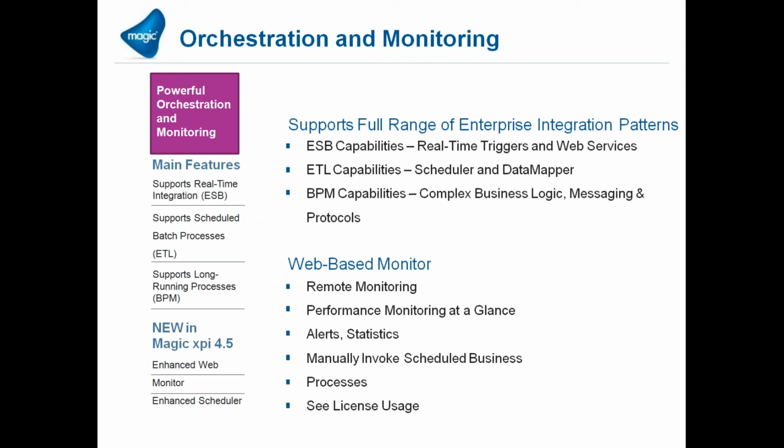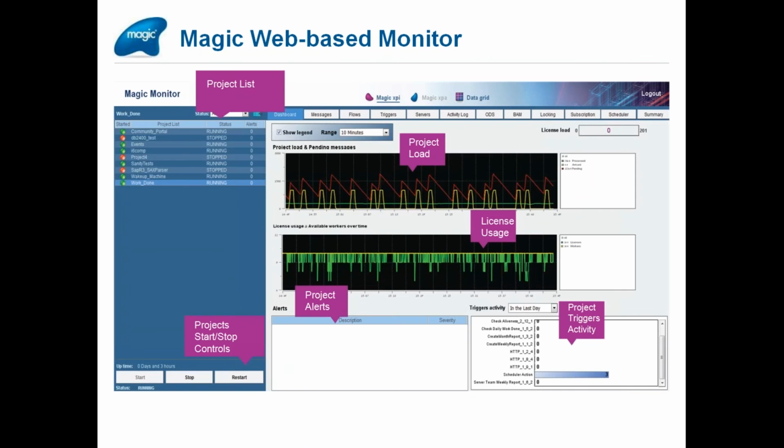You also have capabilities for orchestrating things while they're running on the server. You've designed the orchestration so that it all executes business processes between systems at runtime, and you can monitor all of that that's going on. So it supports a full range of enterprise integration patterns, whether it be ESB capabilities for real-time triggers and web services, or ETL types of capabilities for scheduled data mapping activities, BPM or business process management capabilities for controlling complex business logic, the messaging, and other protocols that you need to support.